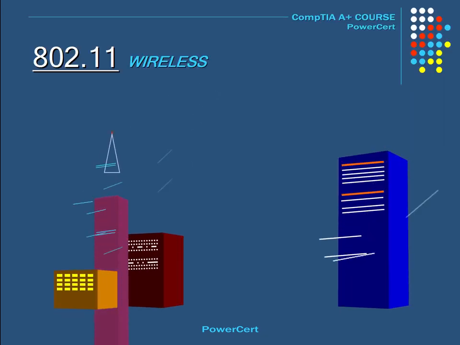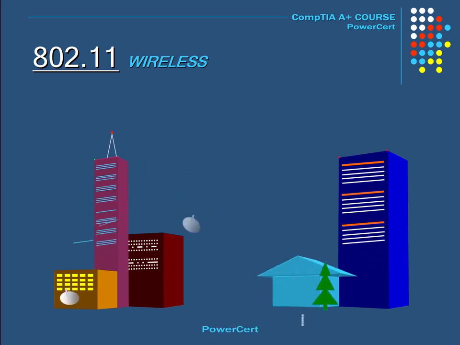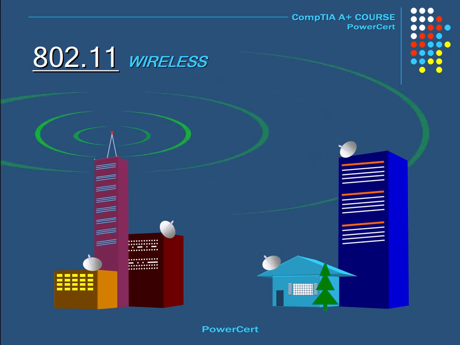The IEEE is an international organization for the advancement of technology related to electricity. And they are responsible for a set of standards for a project called the 802 project. And one of these standards is the 802.11 standard, which is wireless.